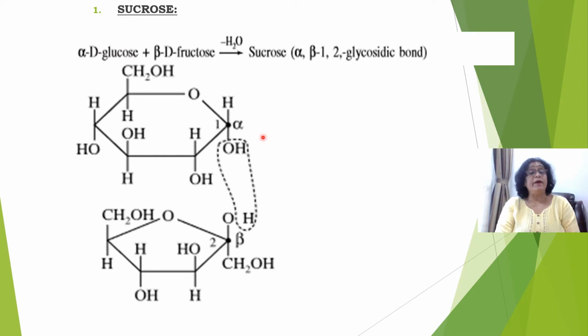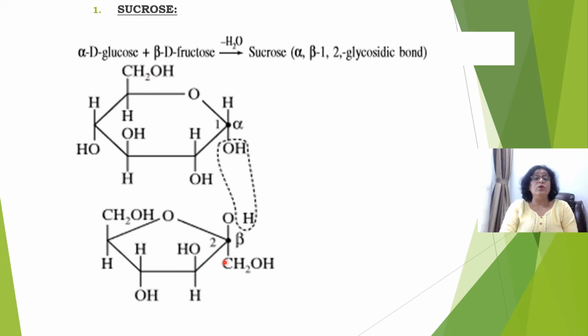In alpha D glucose, glucose is a six-membered ring, and on the first carbon, the anomeric carbon, H is on the top and OH is below. That is why it is called alpha D glucose. On the second carbon, H is on top, OH is below. Third carbon, OH is on top, H is below. Fourth carbon, H is on top, OH is below. The fifth carbon forms a hemiacetal ring, and the sixth carbon is CH2OH.